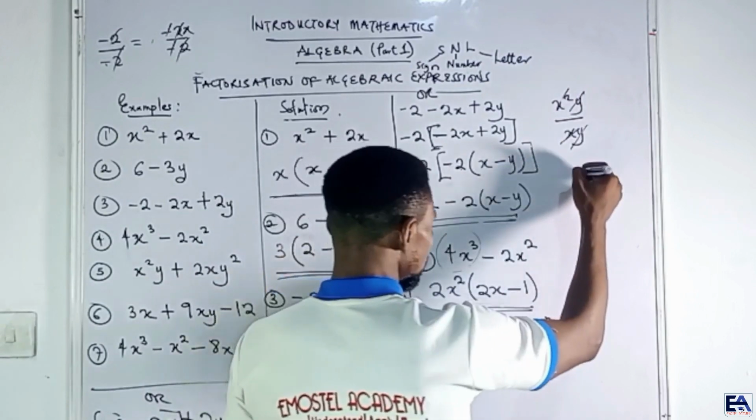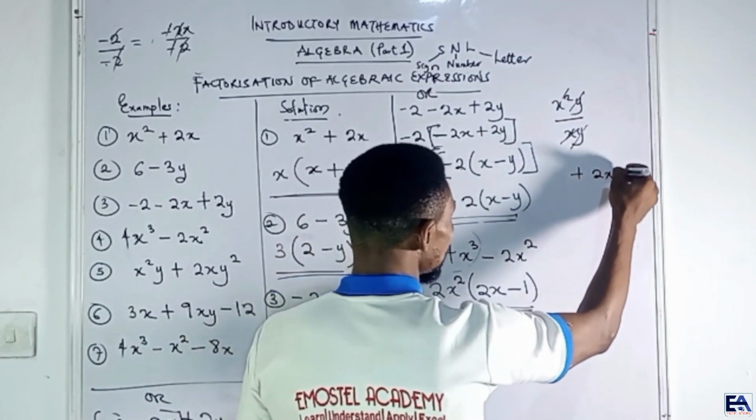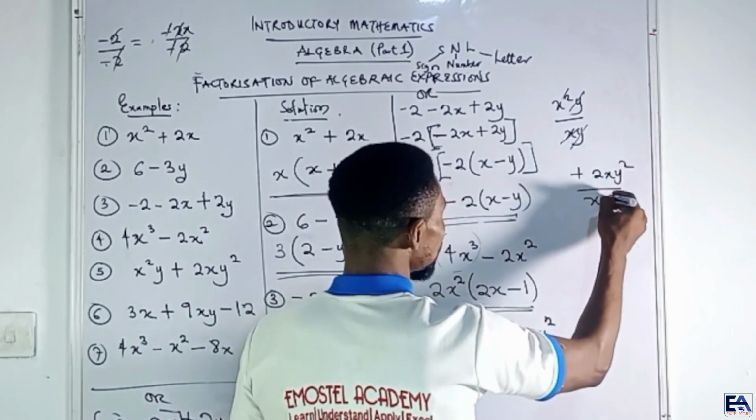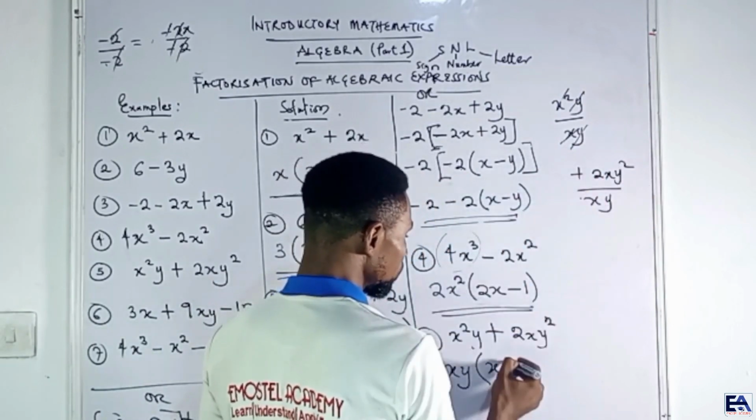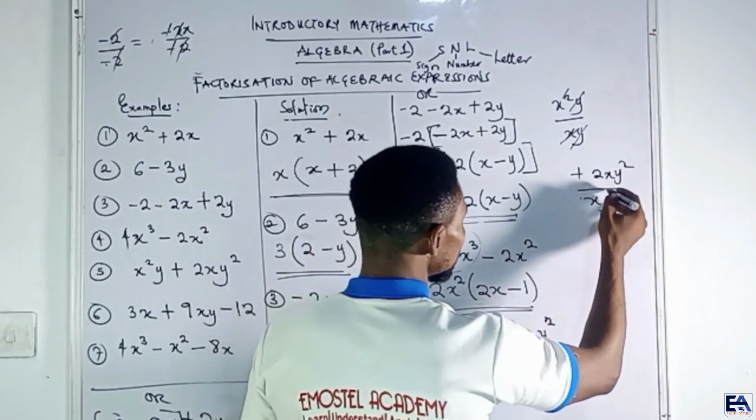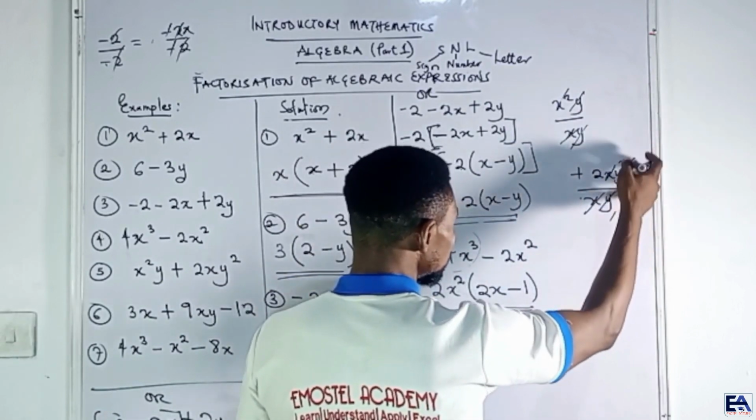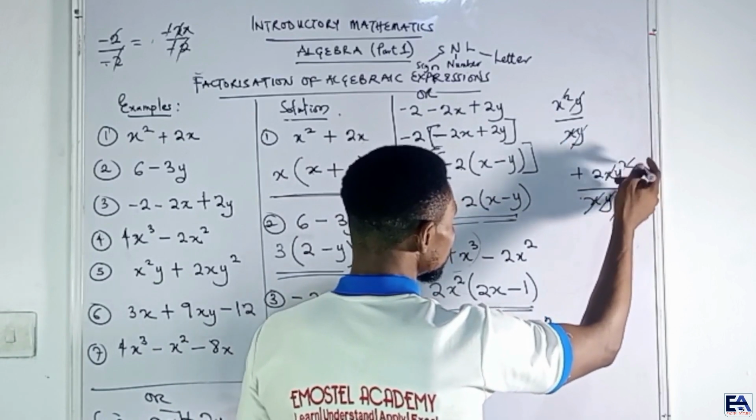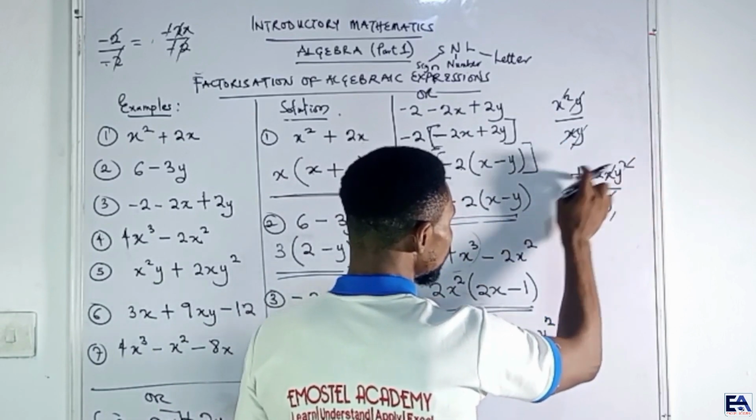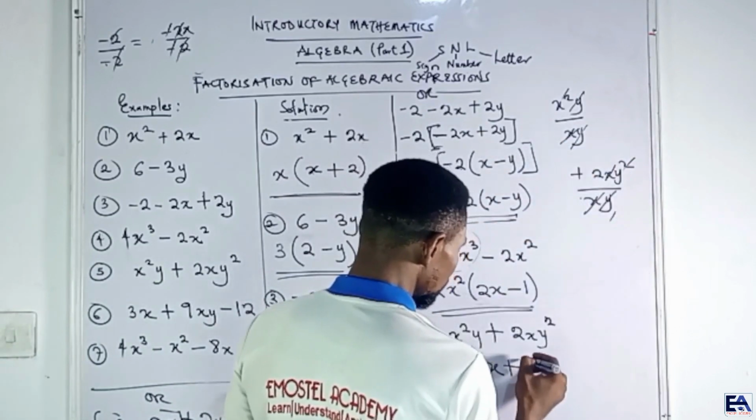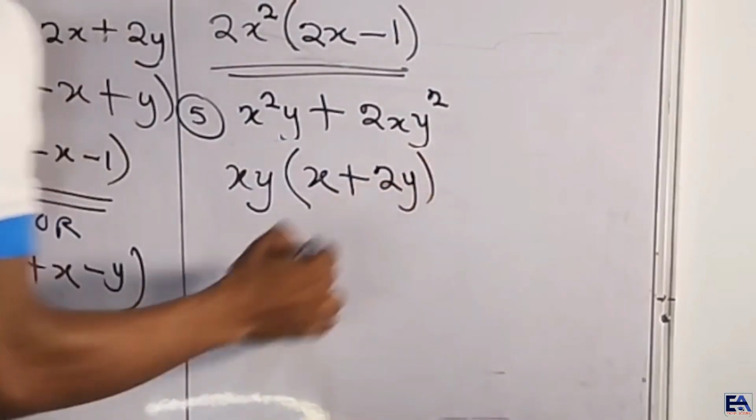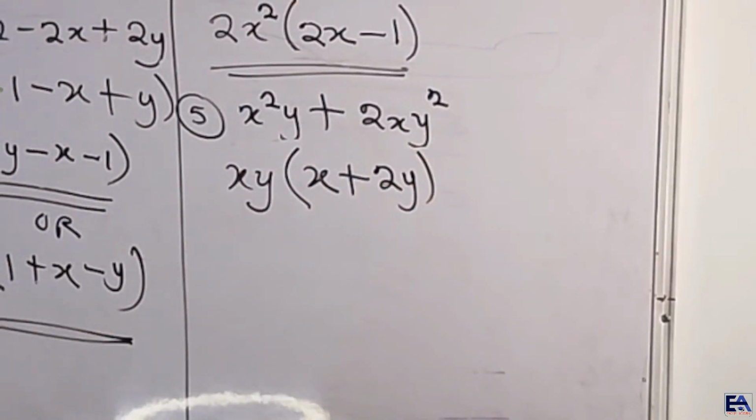All right, then plus 2xy squared divided by xy. Plus divided by plus is plus. Then x cancels x, y will cancel 1 out of the two y's in the square. Okay, so it will remain 1y. So we have plus 2y. We write plus 2y. Okay, and this is the final answer.